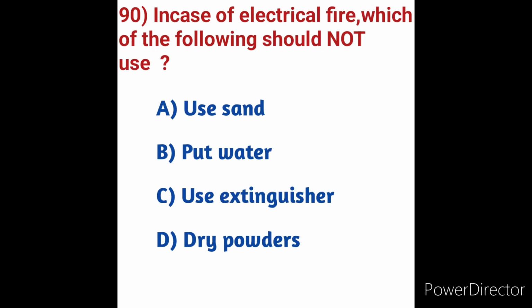In case of an electrical fire, which of the following should not be used? We will see the options here. Option A, use sand. Option B, put water. Option C, use extinguisher. Option D, dry powders.